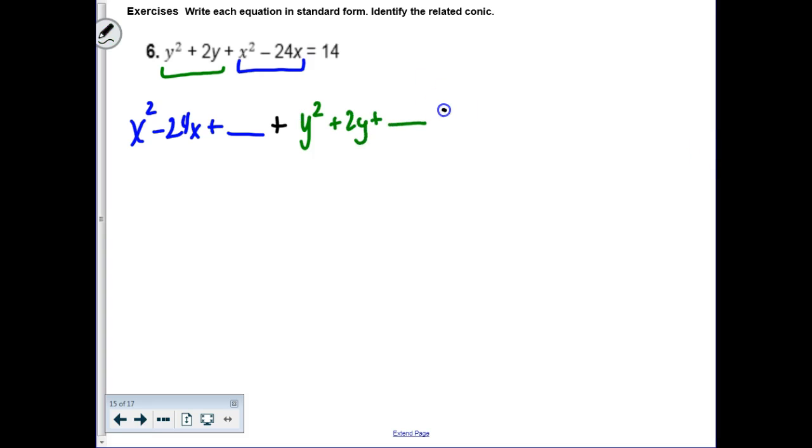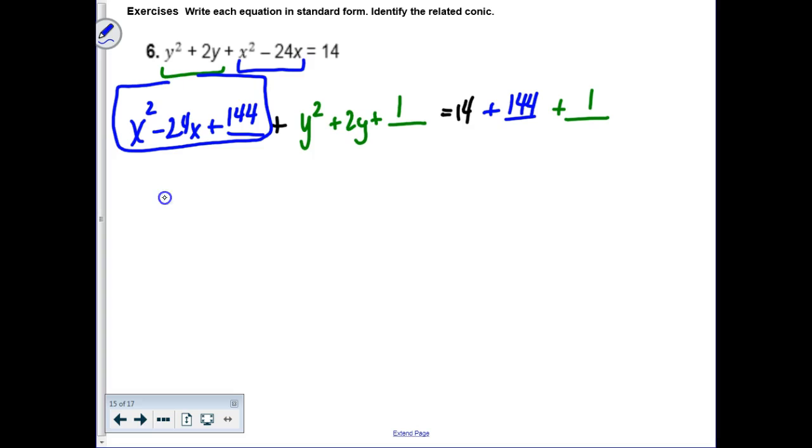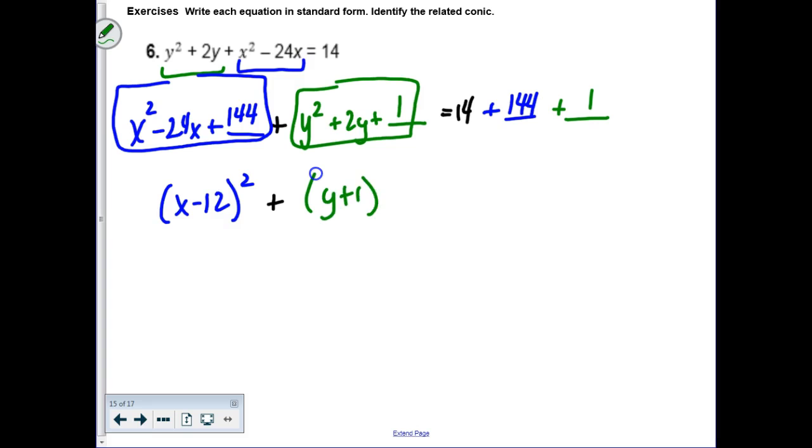Someone already moved the 14 over. That was good. And then we're going to balance it out. All right. Blue blank. Half of 24 squared would be 144. And then half of 2 squared would be 1. So this factors into (x - 12) squared, plus this would factor into, let's see, (y + 1) squared.